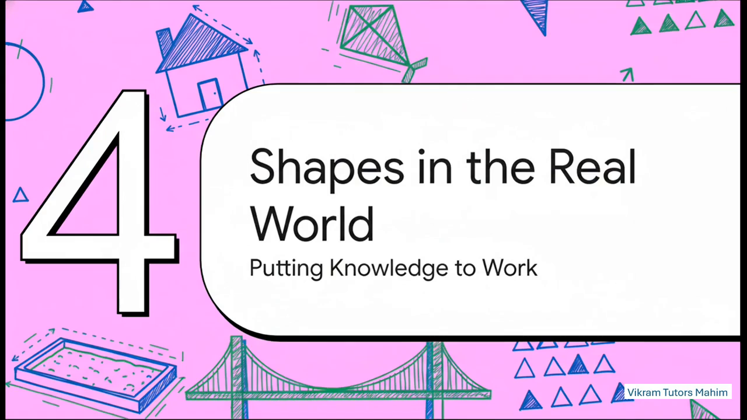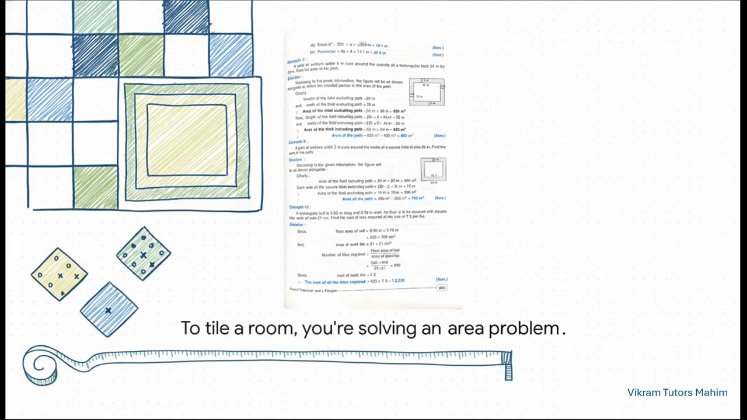Done. All right, so now that we have our building blocks, rectangles and triangles, let's put this new knowledge to work. Let's look at some real-world situations where this stuff actually comes in handy. Okay, here's a classic one. You're going to tile a room, maybe the kitchen or the bathroom. What's the first problem you have to solve? You need to figure out how many tiles to buy, which means you're solving an area problem. You need to know the size of the whole surface you're going to cover.